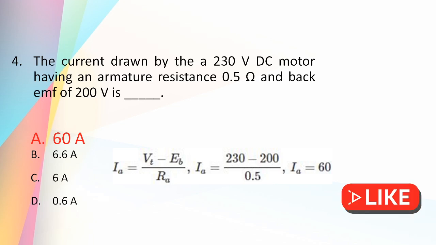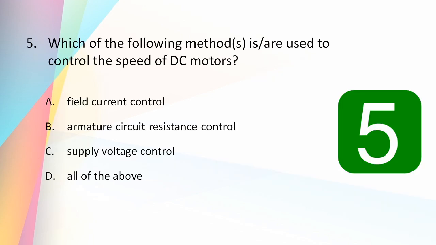In this question it is not given as shunt or series, so we'll assume it as a series machine, and we know that Vt is equal to Eb plus IaRa, or we can obtain Ia equal to (Vt minus Eb) by Ra, and it will come as 60 amps.